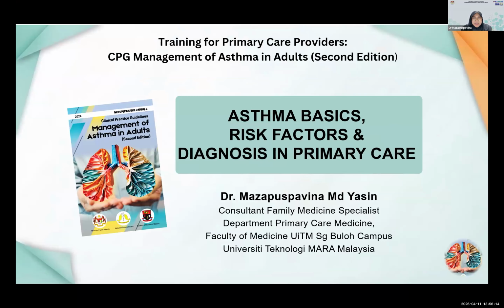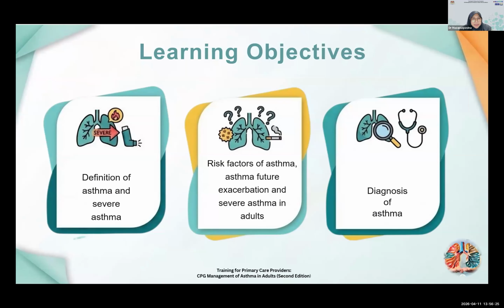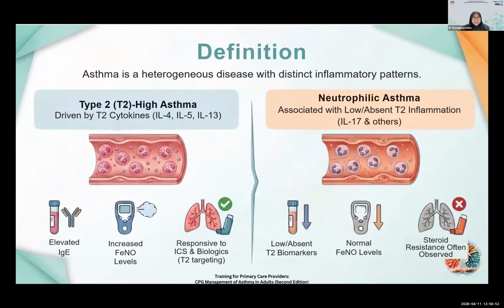So the first topic today is asthma basics, risk factors, and diagnosis in primary care. These are the learning objectives. Number one, the definition of asthma and the definition of severe asthma. We're also going to cover risk factors: risk factors for developing asthma, risk factors for future exacerbation, which you need to recognize, and risk factors for severe asthma, because we want to prevent life-threatening conditions. And thirdly, the diagnosis of asthma.